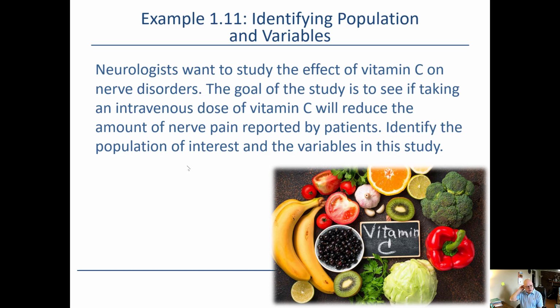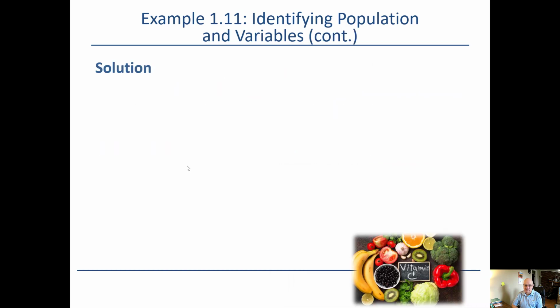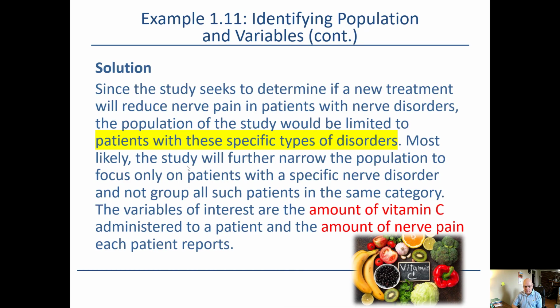So, first question. We want to study the effect of vitamin C on nerve disorders, and we'll do several things with this particular example, so keep this in mind. There's lots of ways of getting vitamin C. We're going to give an IV dose, an intravenous dose, of vitamin C, and see what happens to the nerve pain of the patients. This will be limited to patients that only have specific types of disorders.